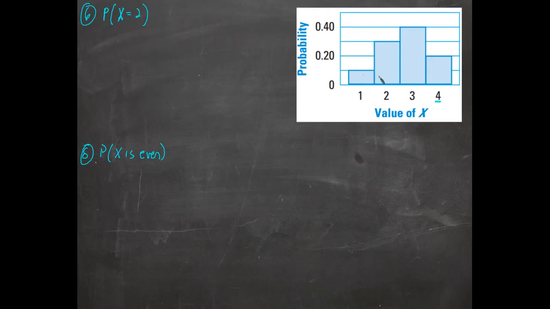Well, looking at the histogram, we don't have to use that formula. We don't have to do anything tricky. The probability clearly is 0.3.